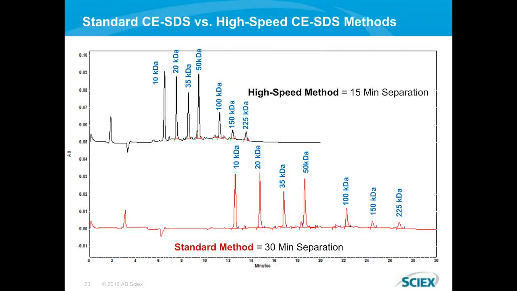So this is what some of the data looks like for the standard ladder. You can see on the top is the high-speed method with the 15-minute separation coming out. It looks like between 14 and 15 minutes there. And then on the bottom is that same ladder run on the standard method, where you see it coming out closer to 28 minutes. You still get very good resolution on the high-speed method, even though we are running it faster. But obviously you get the benefit of being able to run more samples if you're cutting your separation time in half.